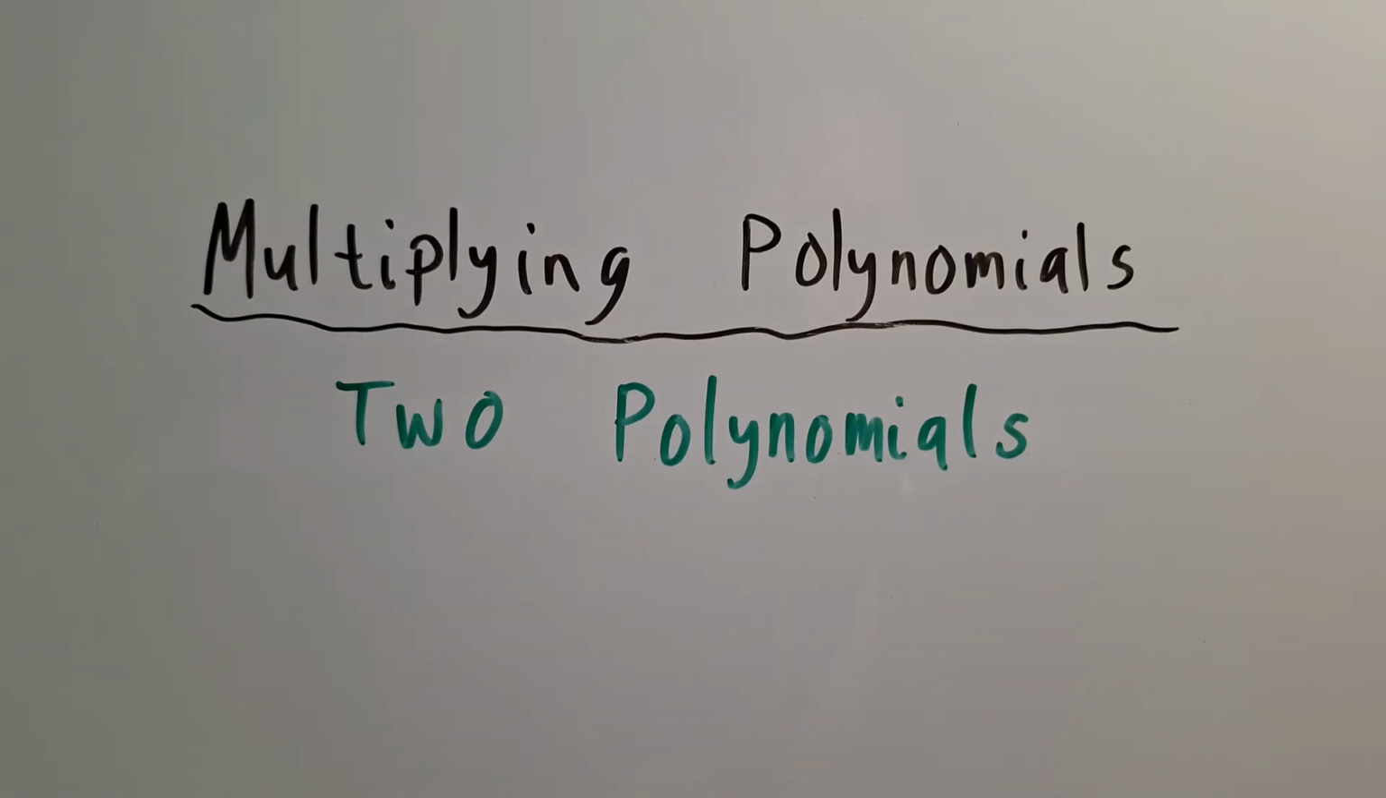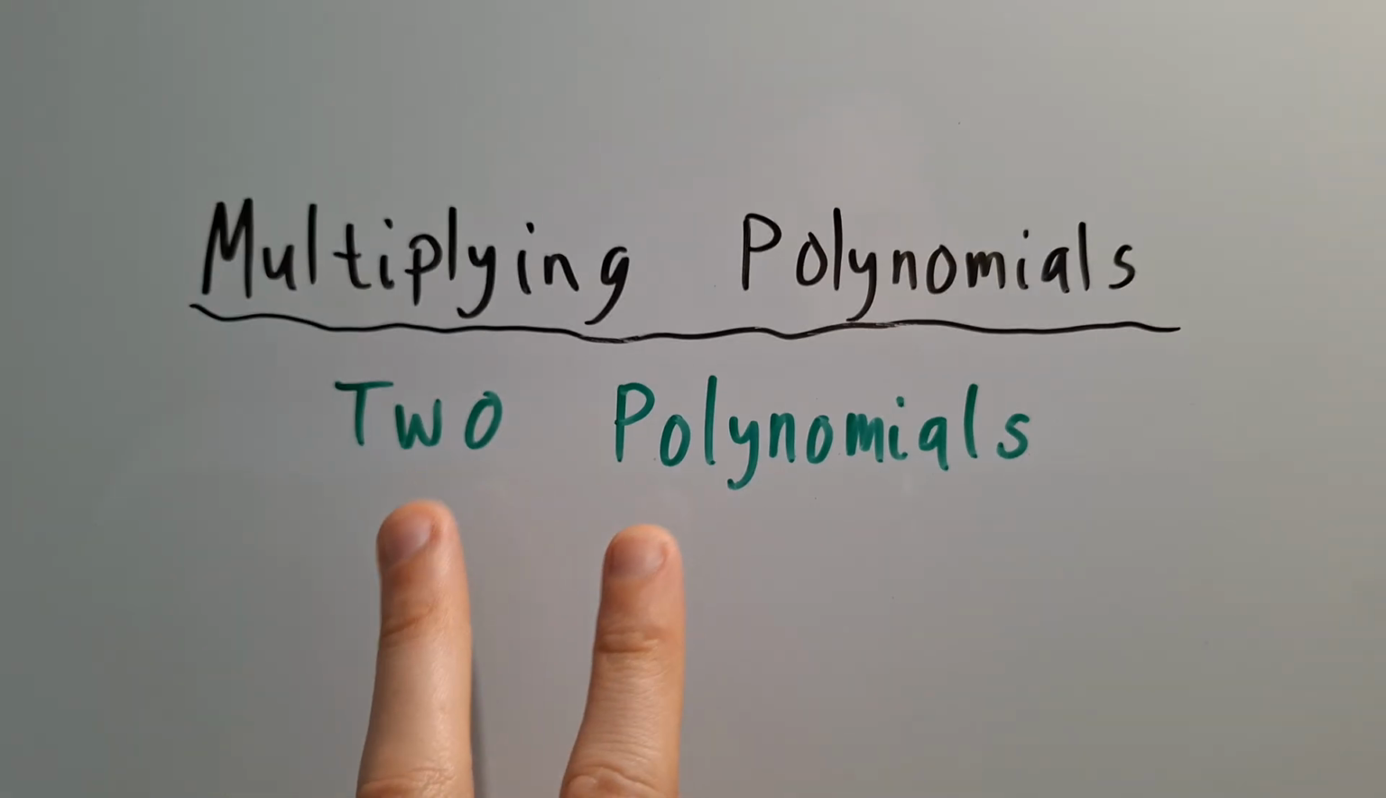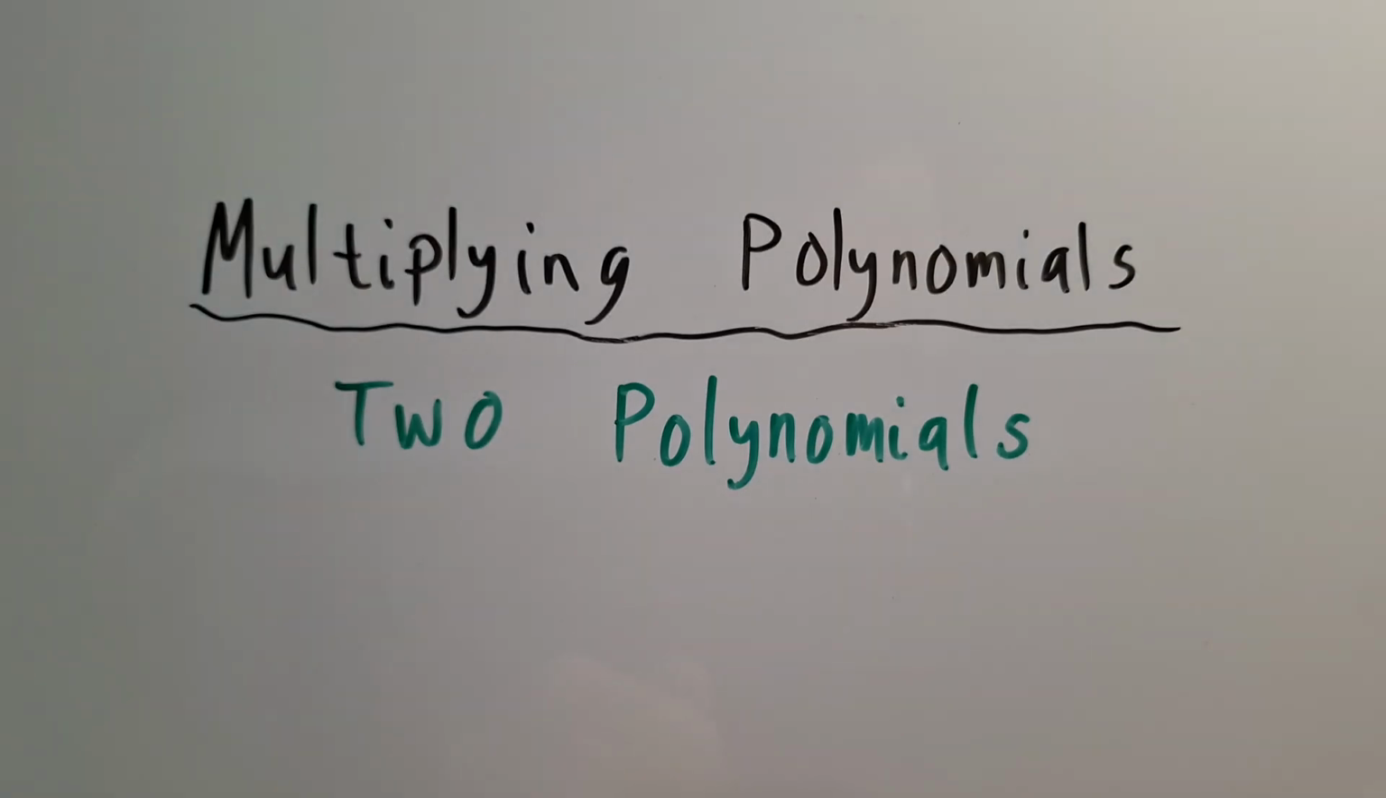Hello everyone, in this video we are going to expand more on our multiplication of polynomials, and here we're going to multiply two polynomials together. So both of our polynomials will have at least two terms. Here's the thing about these. We can use the distributive property repeatedly to find the product of any two polynomials.